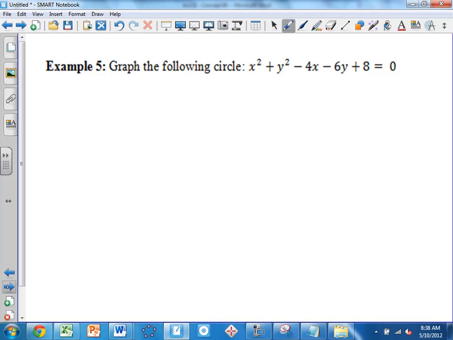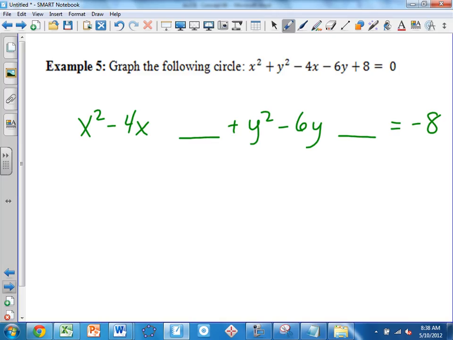And watch what I'm going to do. Watch what I do here. X squared minus 4x blank, y squared minus 6y blank equals negative 8. Why am I leaving a blank there? What did we do last time? Yeah. We left the square divide by 2 and then square. And wouldn't it go like right here? Yeah. So I'm leaving blanks there now. Put a little plus sign here, maybe a plus sign here, and here.